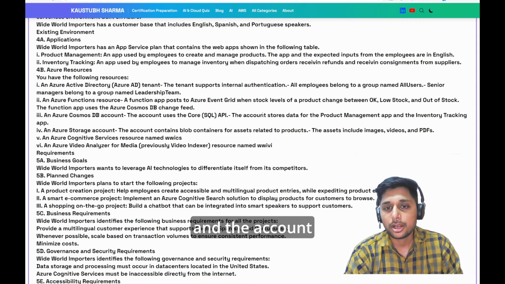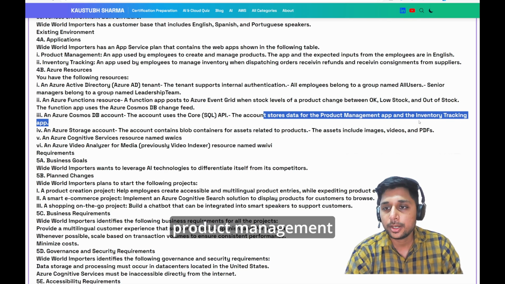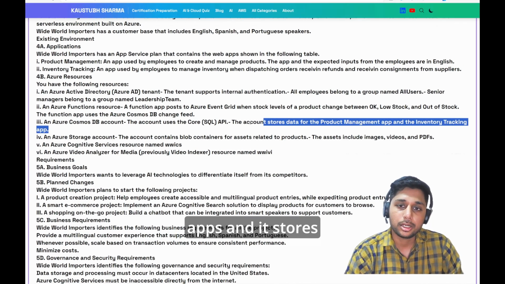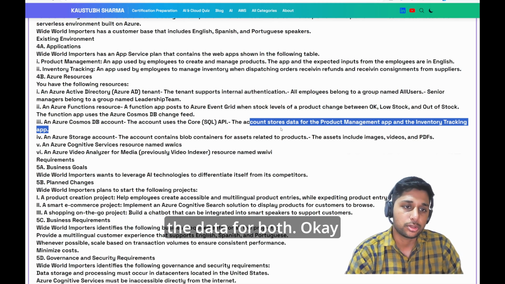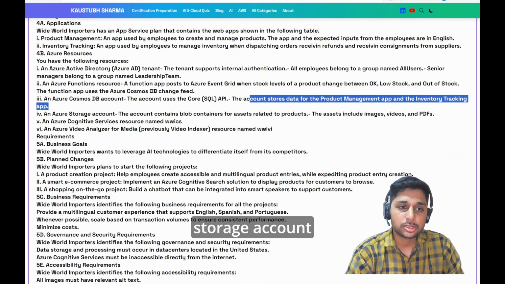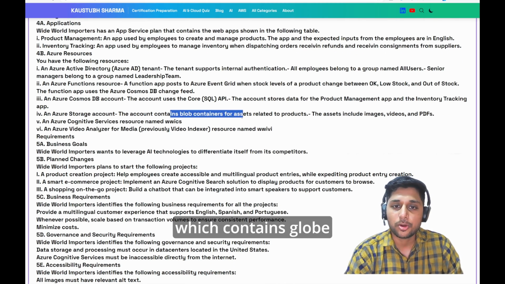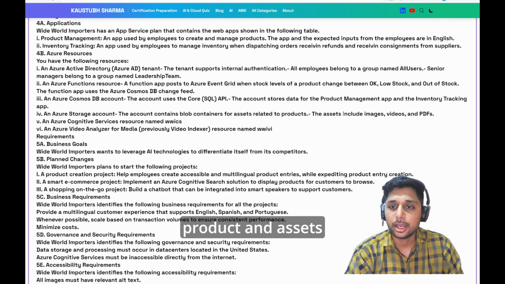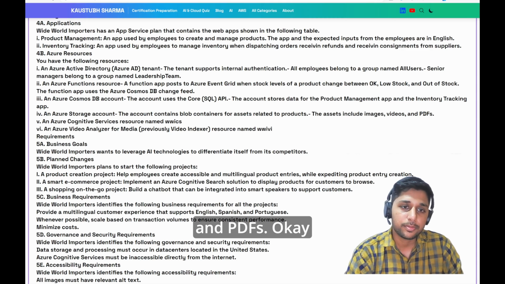The account stores data for the product management app and the other inventory tracking app. So we have two apps, and it stores the data for both. Then there is an Azure storage account, which contains blob containers for assets related to products, and the assets include images, videos, and PDFs.